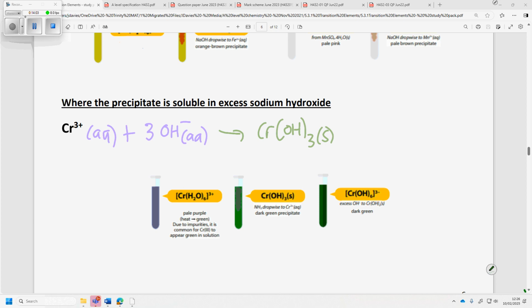Now, interestingly, when you add more hydroxide solution, the precipitate redissolves, and what you end up with is a very dark green solution. Let's try and find a suitable colour. It's not quite the right colour that I was looking for. A very dark green.